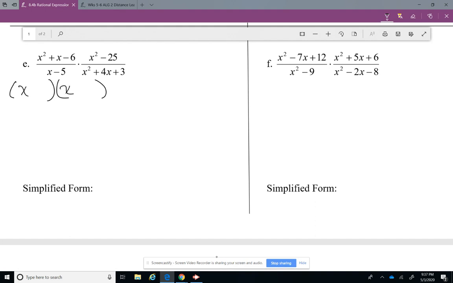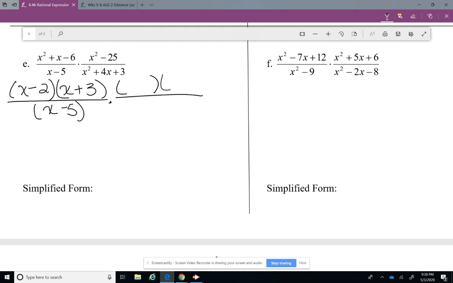X and X. What two numbers when multiplied give me negative 6, but when combined give me a positive 1? So it's going to be 3 and 2. The 3 will be positive, and the 2 will be negative, all over x minus 5.